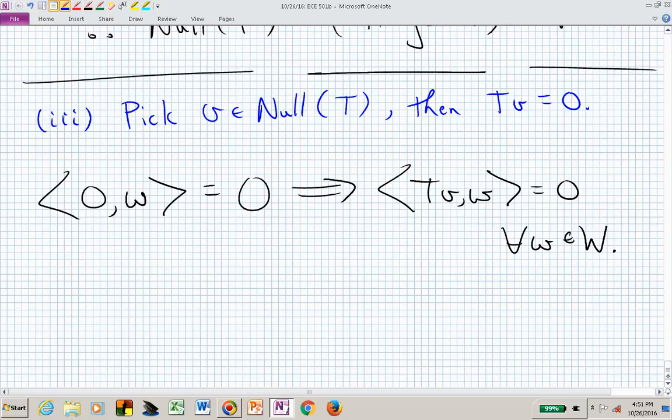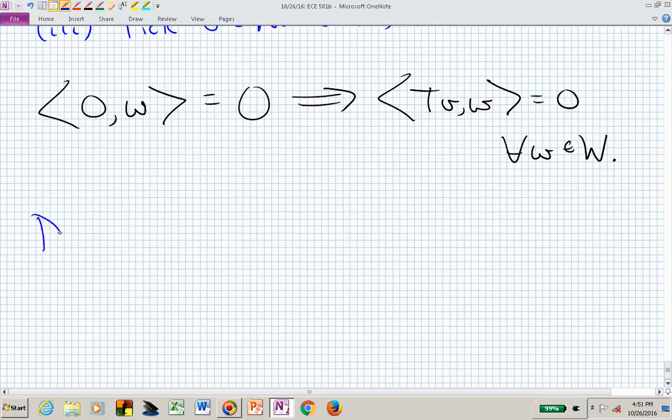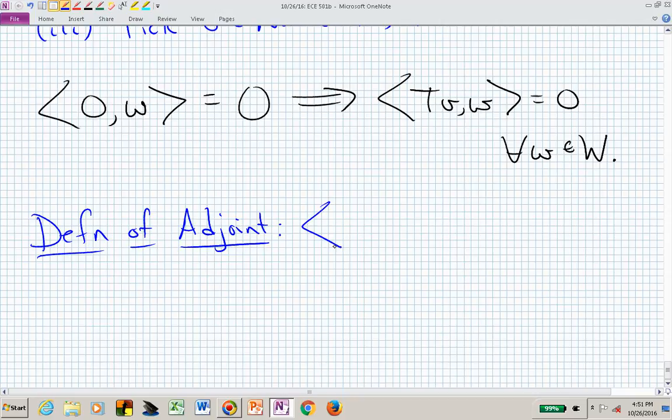Again, let's use the definition of the adjoint. And that now allows us to state what? If we now have TV inner product with W equaling 0, what does the definition of the adjoint tell us about the next inner product?